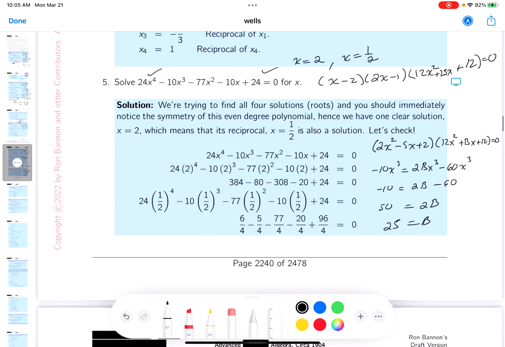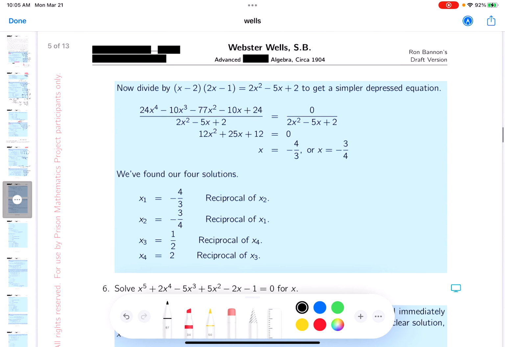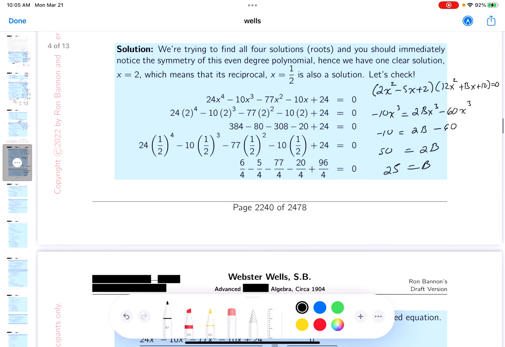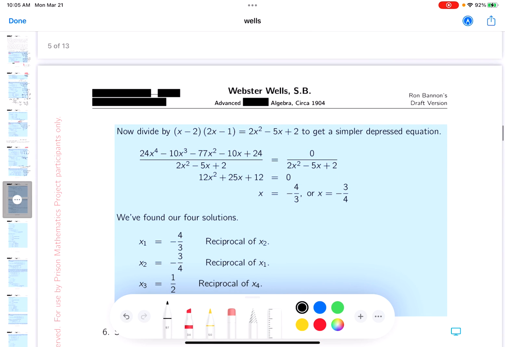All right. Let's see if we met that milestone. 12x squared plus 25x plus 12. Oh, it's up there, I'm sorry. Yep, I got that. Now what I gotta do is factor that. And write that down over here. 12x squared plus 25x plus 12.